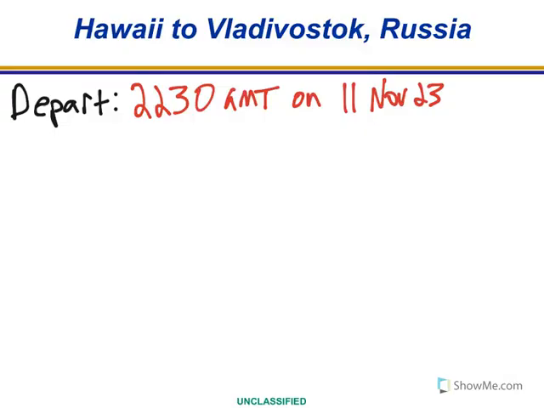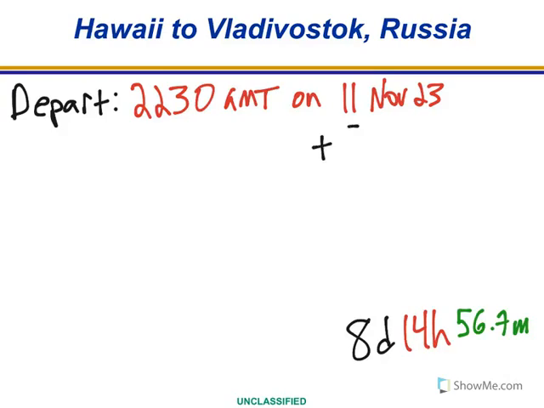From the last video, we determined that it would take us 8 days, 14 hours, and 56.7 minutes to transit from our op box to Vladivostok. We're now going to take that and add it to our departure time in GMT. So let's add the 8 days over here under the days. Then we'll add the 14 hours over here under the hours. So here are the hours. And finally, we'll add the 56.7 minutes over here under the minutes.